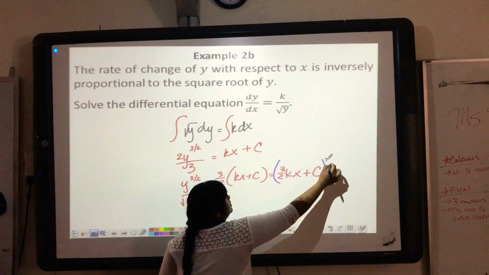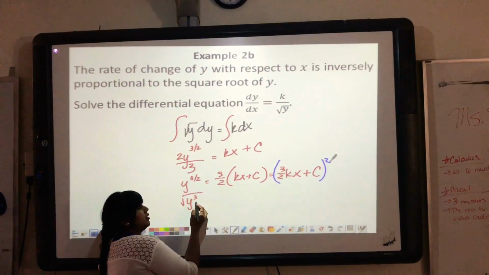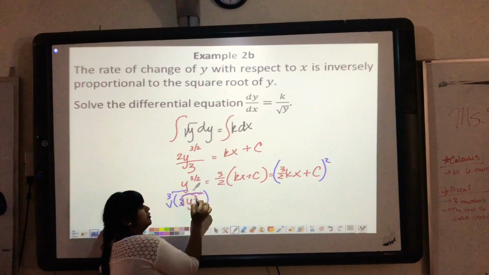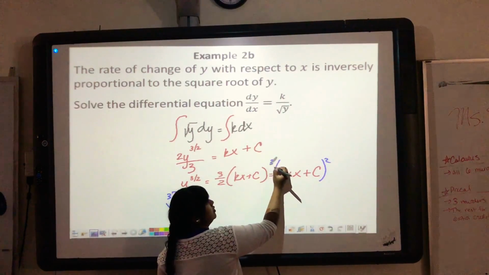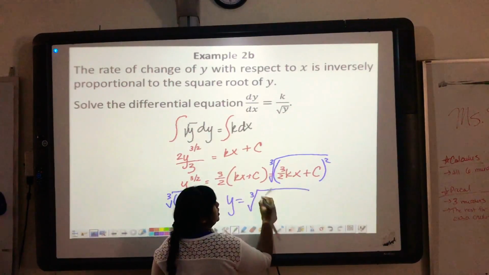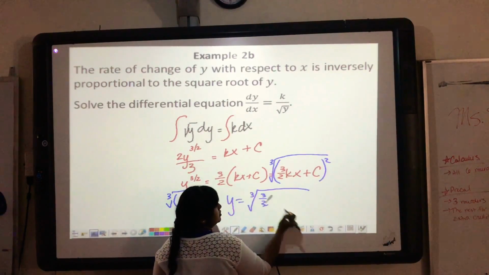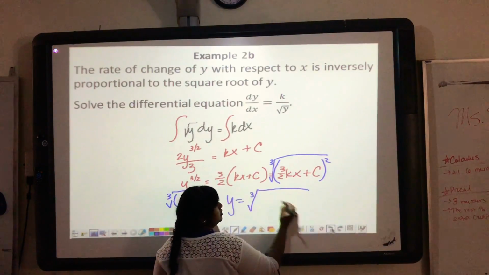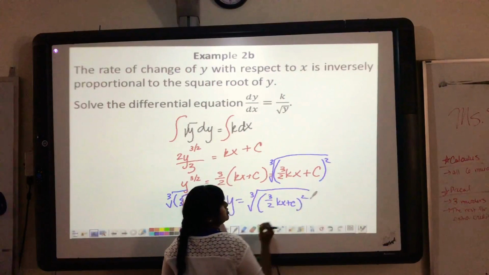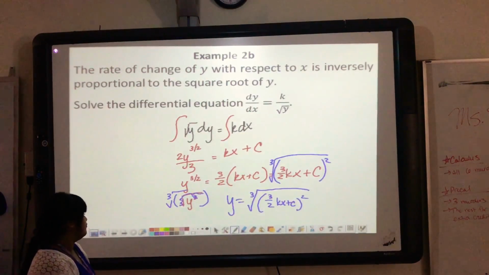if I square this value, that's going to get rid of this square root. And then if I cube root it, it's going to get rid of this cubed. So that becomes y is equal to the cubed root of some 3/2 kx plus c squared. Okay?